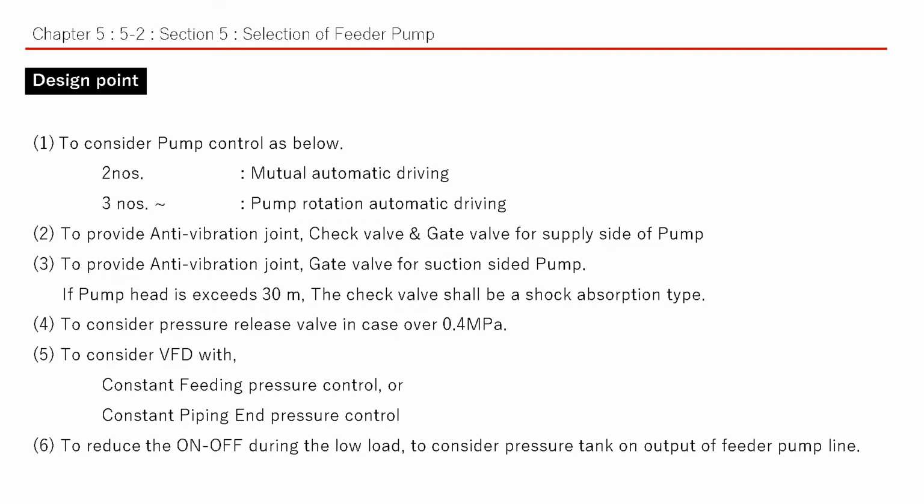Item 5 is pressure control. There are two types of control. Constant feeding pressure control, or constant piping end pressure control. Item 6. To reduce the on-off during low load, consider a pressure tank on the output of the feeder pump line.